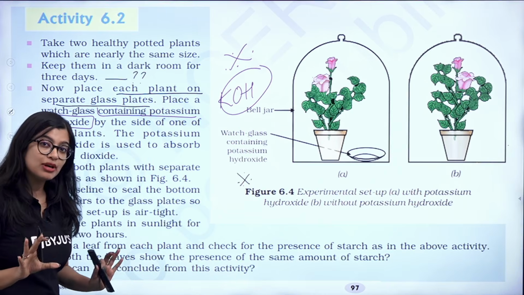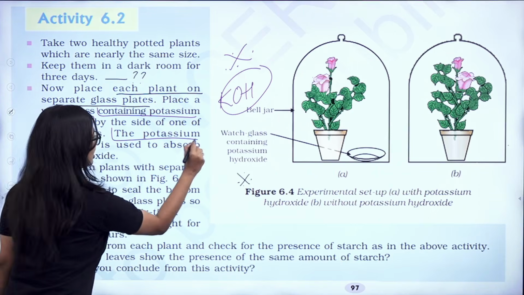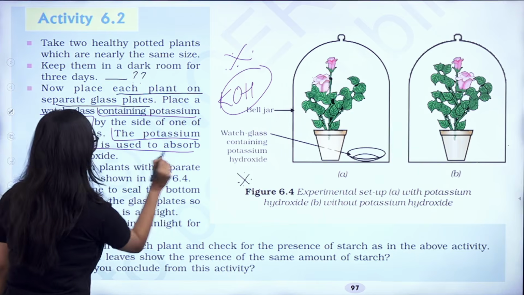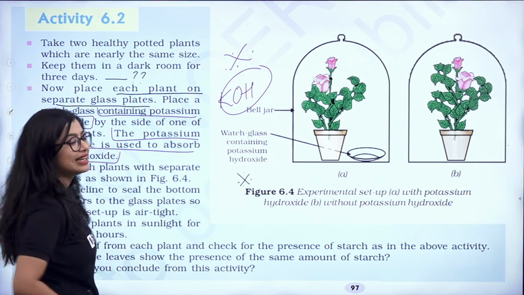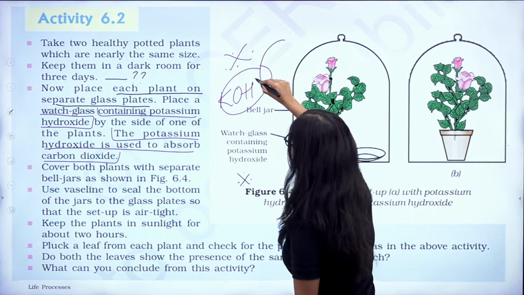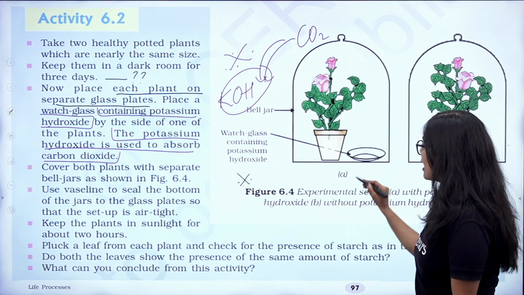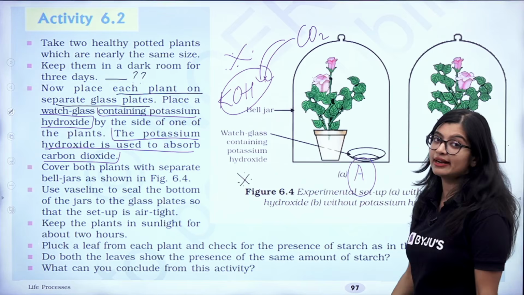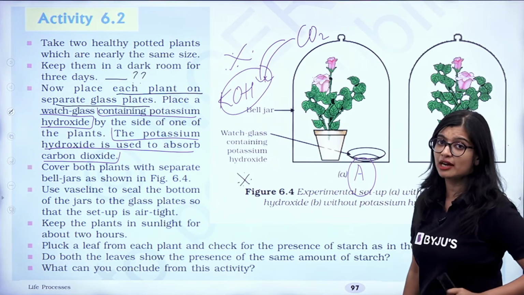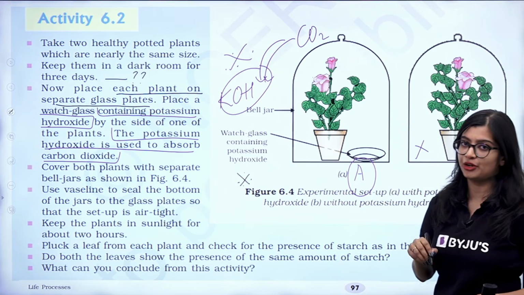Now in your experiment only, they have told you what potassium hydroxide is doing. Potassium hydroxide is used to absorb carbon dioxide. Easy experiment. If potassium hydroxide is there, it is going to absorb all of your carbon dioxide. Now I have kept potassium hydroxide in potted plant A, while potted plant B has no potassium hydroxide.